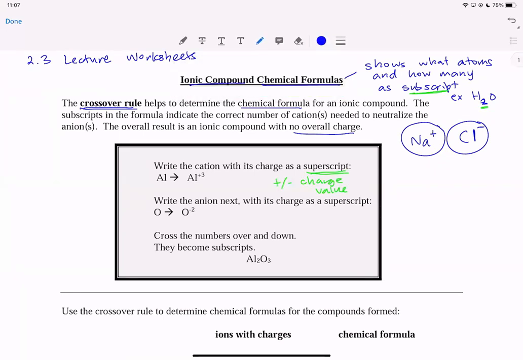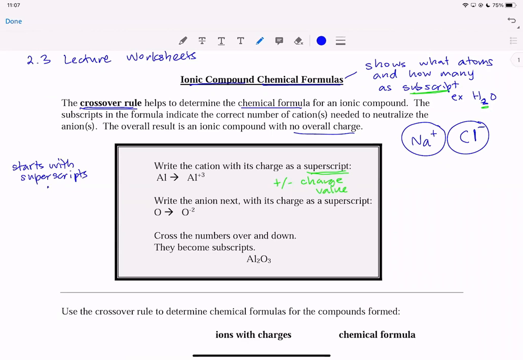Okay, so the crossover rule starts with superscripts. Those are the charge values. And then what crosses over and down, these cross over and down to become subscripts.